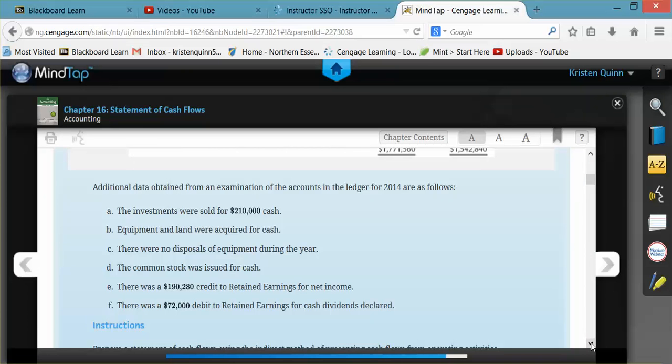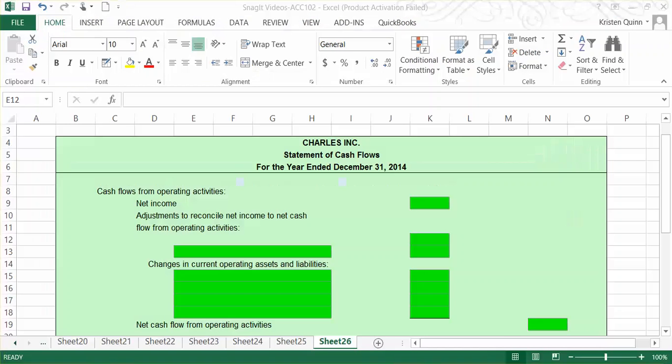So we set up our financial statement like we do with all of our others. We start with a heading, identifying what statement we're looking at, and it's for the year ended December 31st, 2014. We start with the operating activity section, and we know that to start off our operating activity section, we start with our net income.